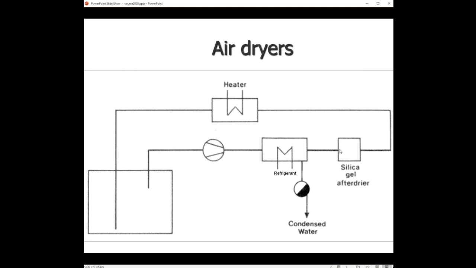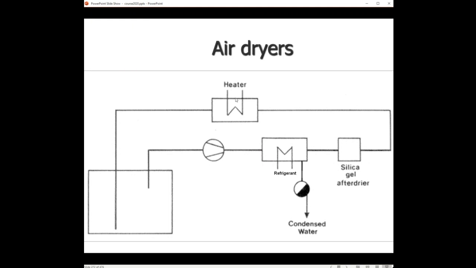So you can separate the humidity from the silica gel in the regeneration phase. So you also always have two silica gel dryers, one which is regenerating, another one which is used, so that you can still continue creating dry air.